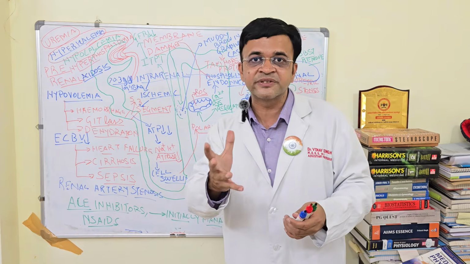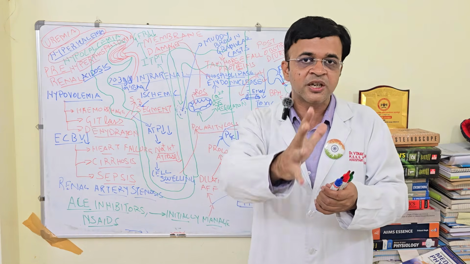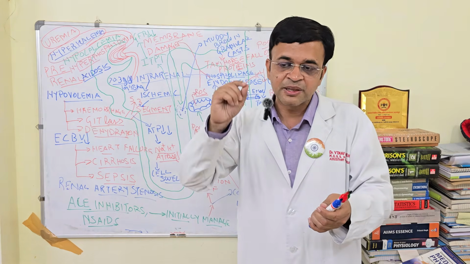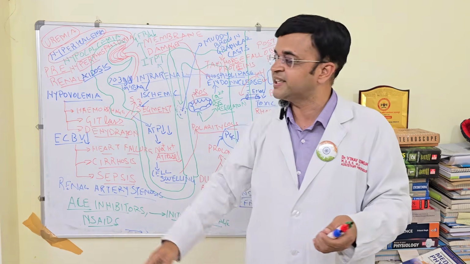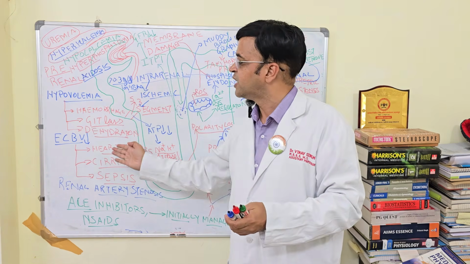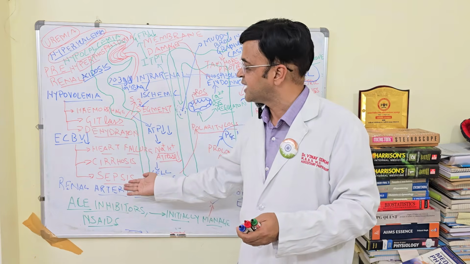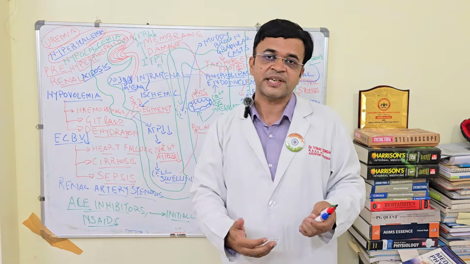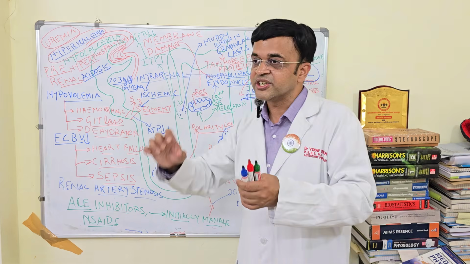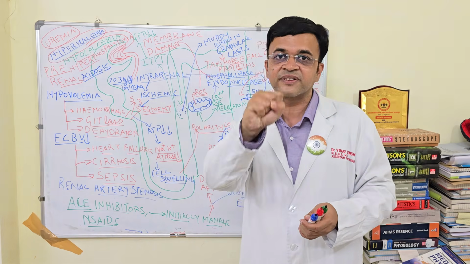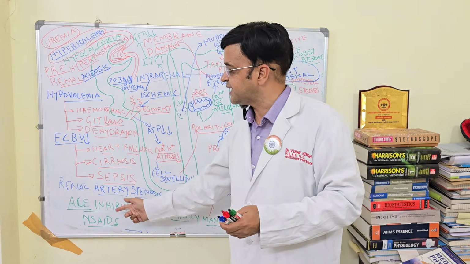Other thing is effective circulating blood volume. That means overall blood volume may be normal, but the blood volume which is actually reaching the kidneys can be less. It can be due to heart failure, it can be due to cirrhosis, which we discussed, and it can be due to sepsis. Other thing is renal artery stenosis, if the renal artery itself gets stenosed, right?